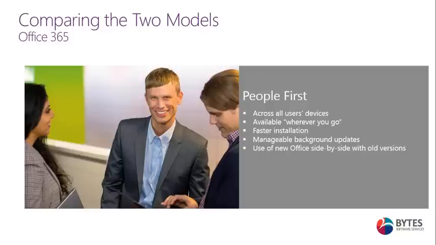behind the scenes. Also, with the per device model, the volume licensing media for Office, it's not technically possible to have 2 different versions of Office running side by side on a machine. They conflict with each other, but with Office 365 it is possible to have that Office running side by side with a different version of Office.